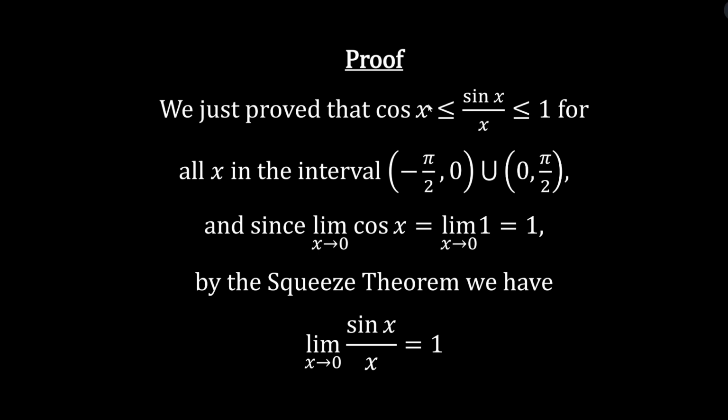Once this is proved, the proof for our broader statement that this limit is 1 just falls out, because we can say this is true and these two limits are each 1, and so therefore by the Squeeze theorem we have that this limit equals 1. Awesome. Hopefully that proof made some sense.